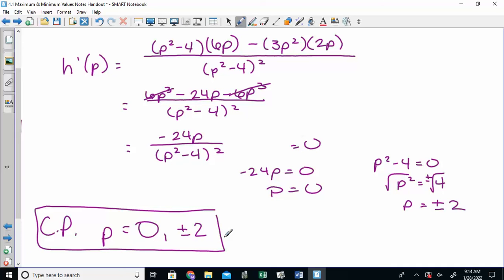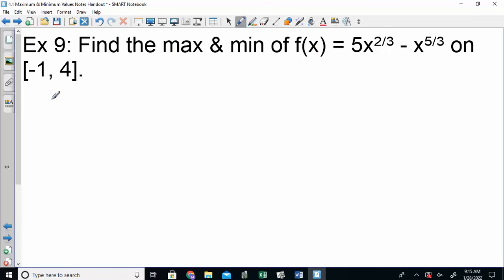We can't do the max and min on this one because I didn't give us an interval to check. Let's do either example 9 or 10. Which one do you want to do? 9? All right. So this time I'm asking you to find the maxes and mins. So we have to find critical points, and then we have to test them. So we need our derivative.